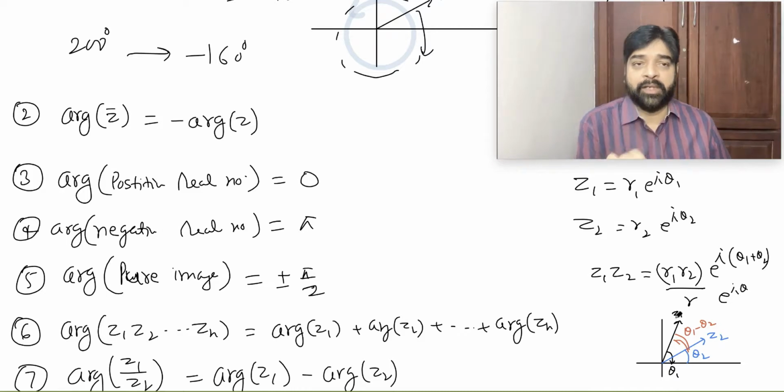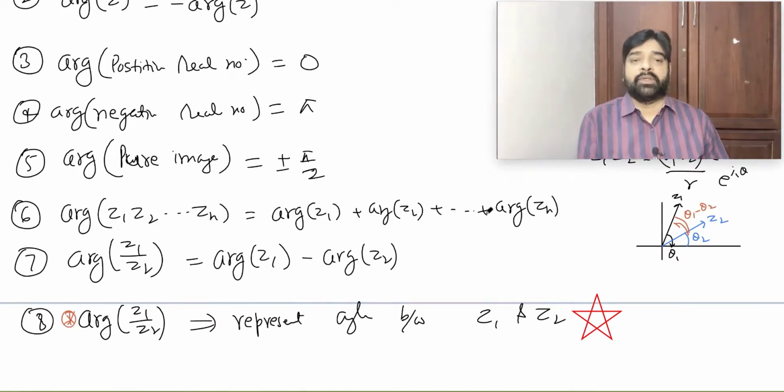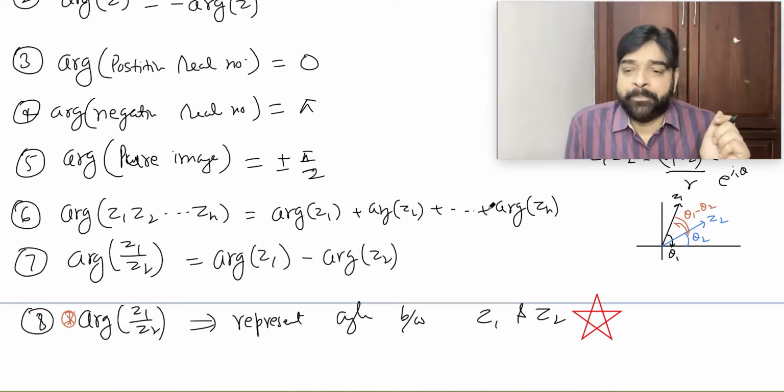Have you understood the point? So whenever you have to find the angle between two complex numbers, you have to use this property. It's a very powerful property. Argument Z1 by Z2 always represents the angle between Z1 and Z2.